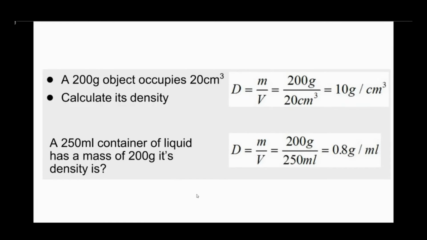So here are 2 examples. I give you a 200-gram object. It occupies 20 cubic centimeters. Calculate its density. You give me a formula. Then you write out your numbers with your units. No buck-naked numbers in science. And then you give me an answer with units.